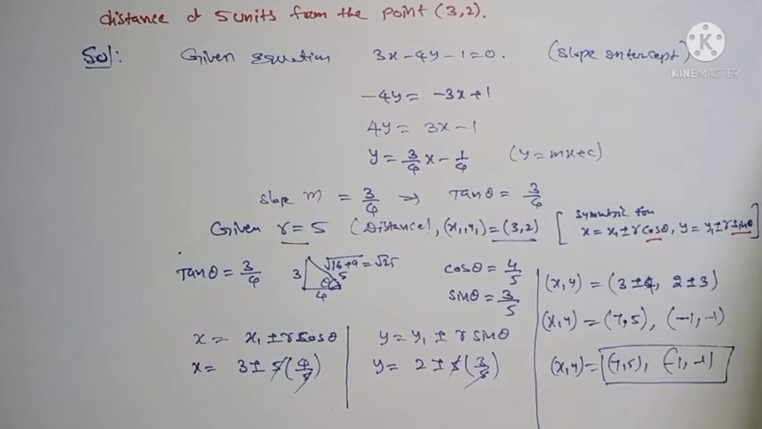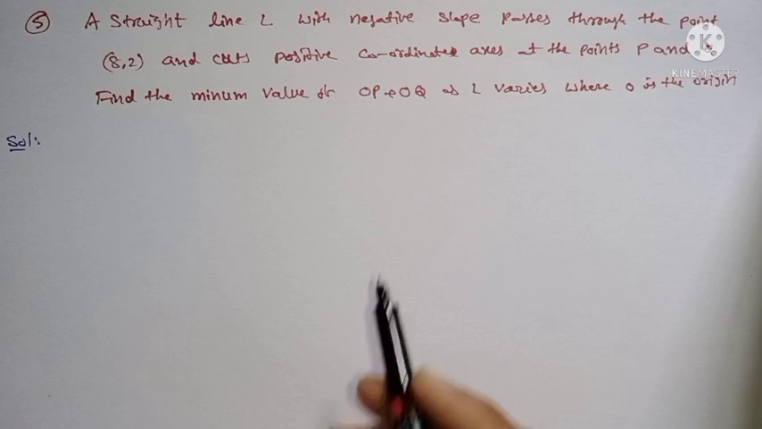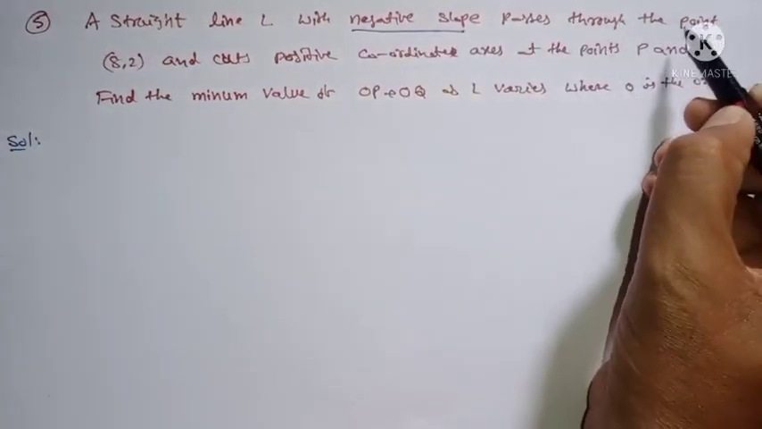Next, fifth problem: a straight line L with a negative slope passes through the point 8 comma 2 and cuts the positive coordinate axes at the points P and Q. Find the minimum value of OP plus OQ as L varies, where O is the origin. We have in this problem, first you can find the negative slope through the points.